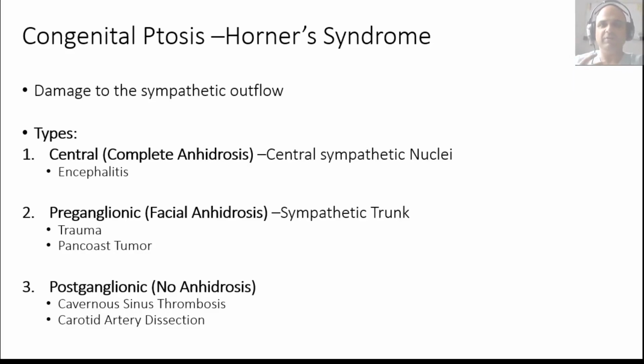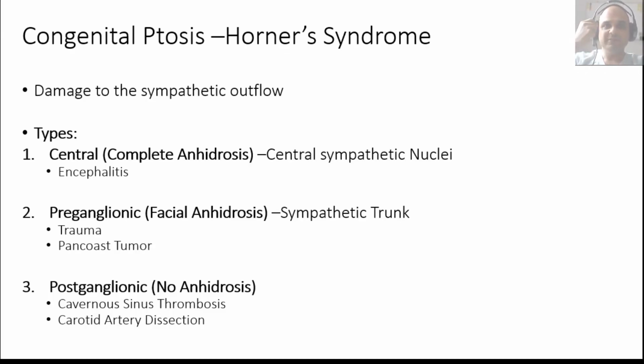And one example of a cause of central Horner syndrome is encephalitis. A preganglionic Horner syndrome is something in which the damage exists before the superior cervical ganglion, and you'll get facial anhidrosis, so it's more localized now. One of the causes is trauma, the other is Pancoast tumor. Pancoast tumor is a tumor of the apex of the lung.